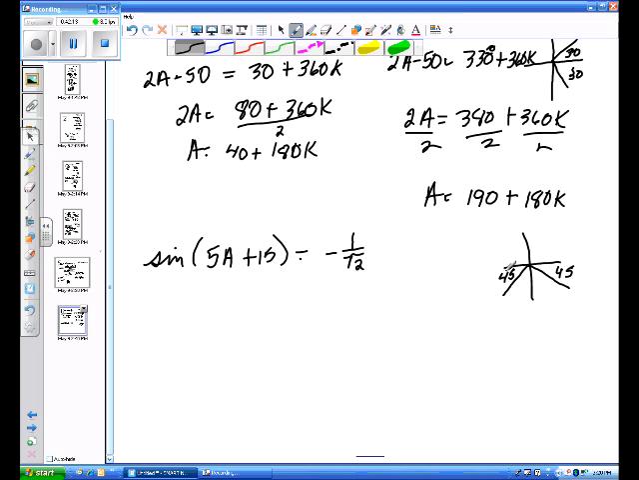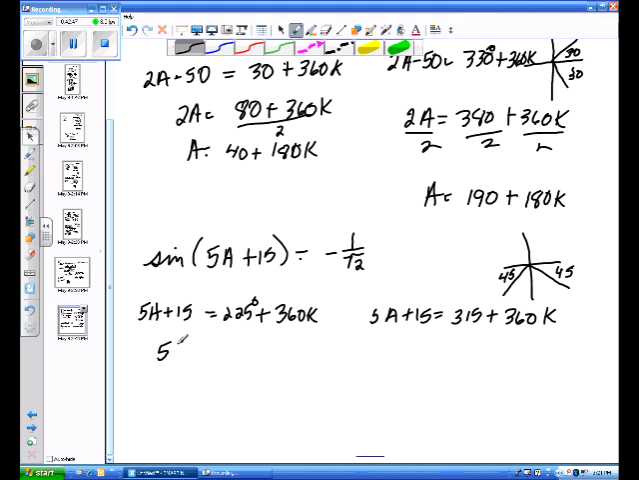So our reference angle would be 180 plus 45, which is 225. So 5a plus 15 equals 225. Or in the fourth quadrant would be 315. 360 minus 45 would be 315 plus 360k. We want to get all of our values.